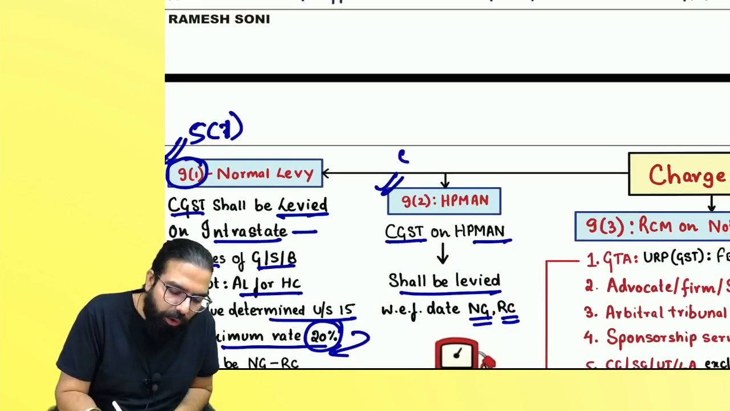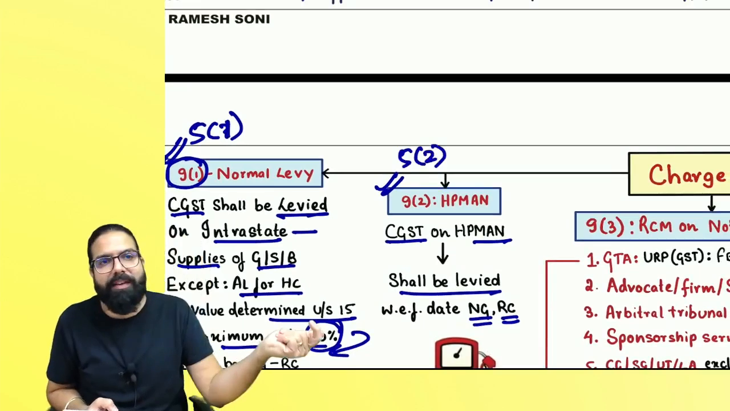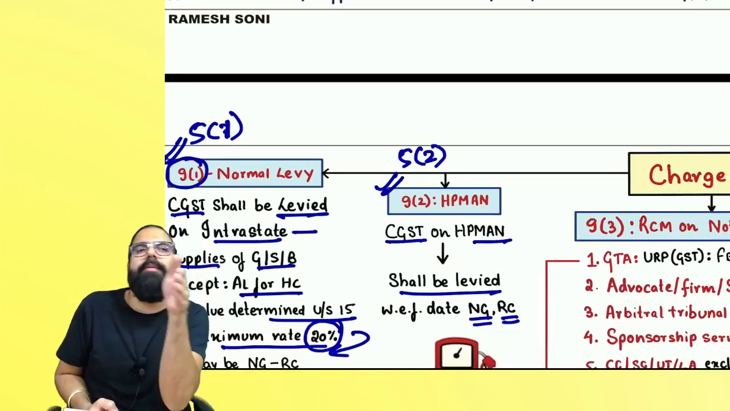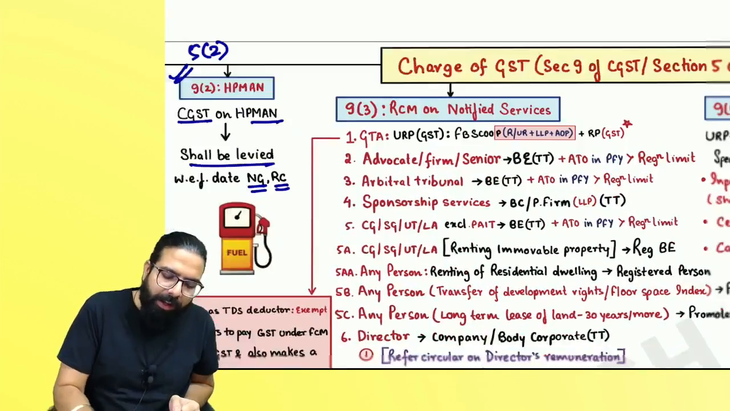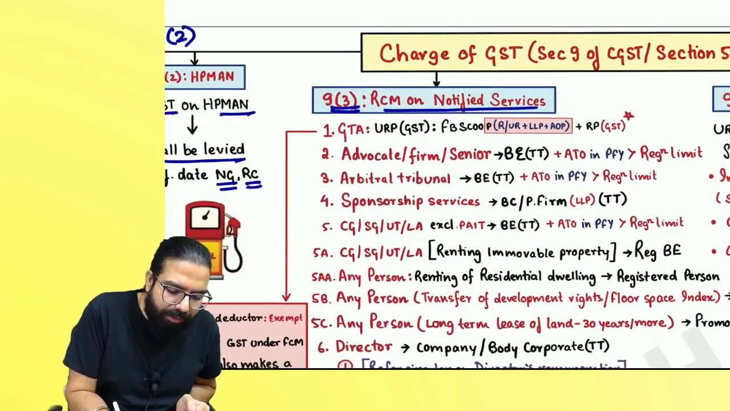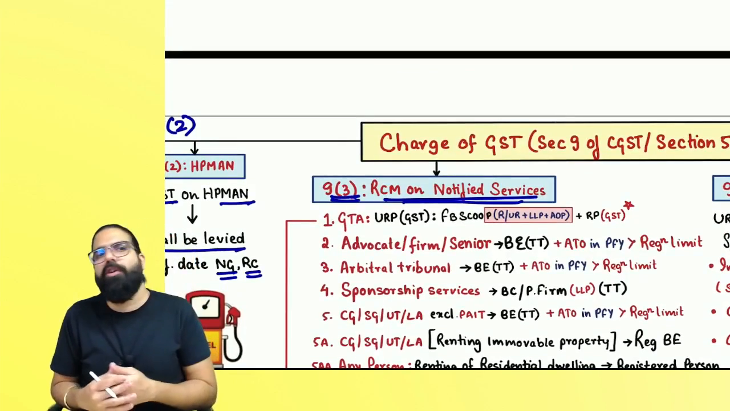Now, same as section 9.2, section 5.2 is also there in the IGST Act, which says IGST will be levied on HP man from a date notified by government on recommendation of council. Then we come to reverse charge mechanism, RCM. Section 9.3 talks about RCM.